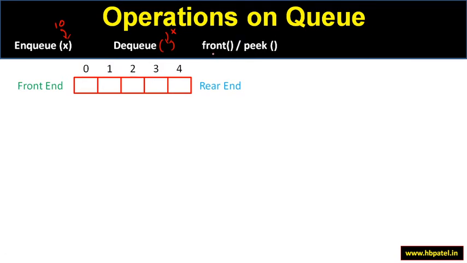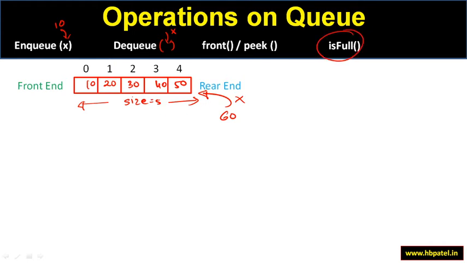Then if you wish to know who is on the front, you can have a function like front or peek. It would not remove anything, but it would just tell you which data item is on the front. Now if you wish to check whether the queue is full or not, for example in this queue suppose the size is 5, so a maximum of 5 elements can be stored. Now suppose I store 10, 20, 30, 40 and 50. So now the queue is full. What if I wish to add 60? No, I cannot add 60. Why? Because the queue is full. So we'll check the condition also.